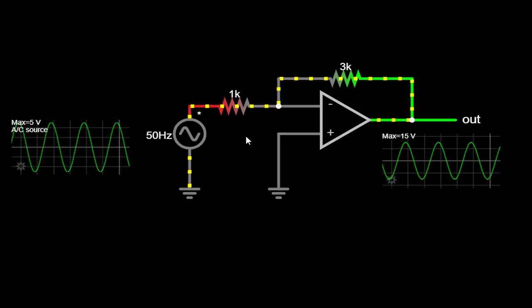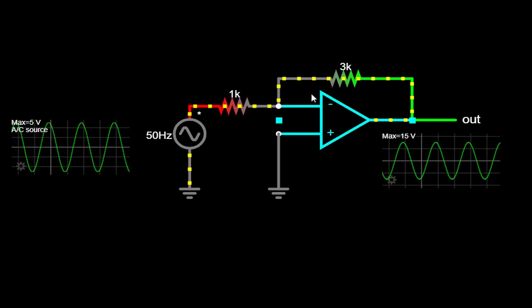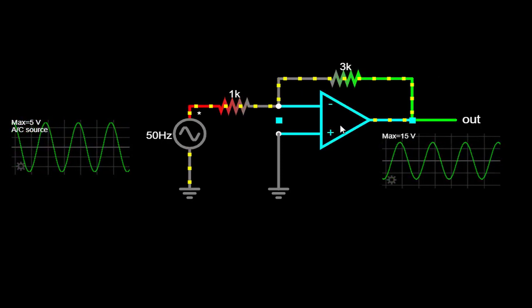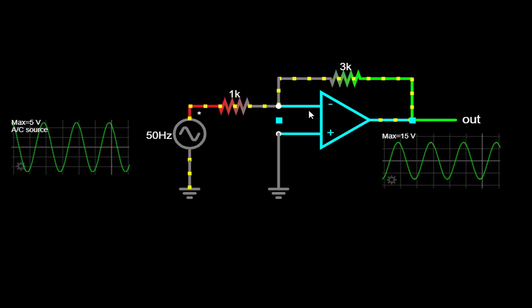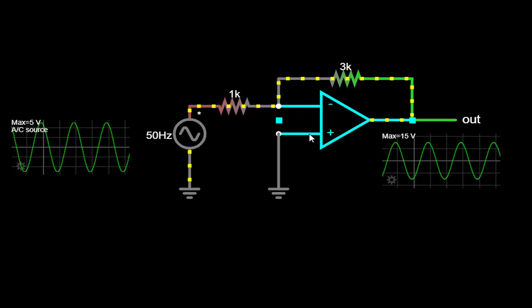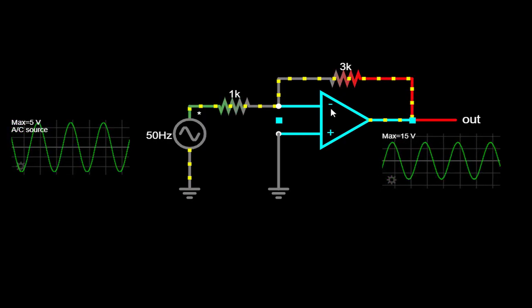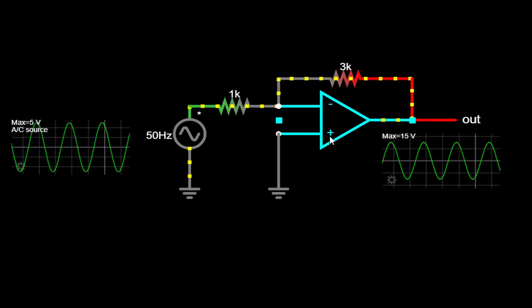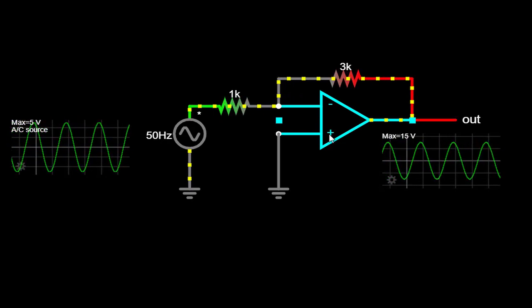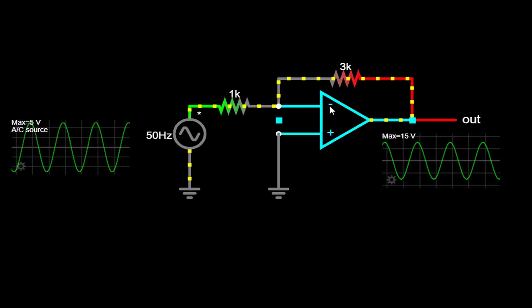Now let's take a look at the circuit simulator to visualize how the inverting amplifier works. In our simulation, we have an operational amplifier represented by a triangle symbol and a few external components. Number 1. Op-amp input pins. The op-amp has two input pins, the inverting input, which is represented by a minus sign, and the non-inverting input, which is represented by a plus sign. In the inverting amplifier configuration, we connect our input signal to the inverting input.